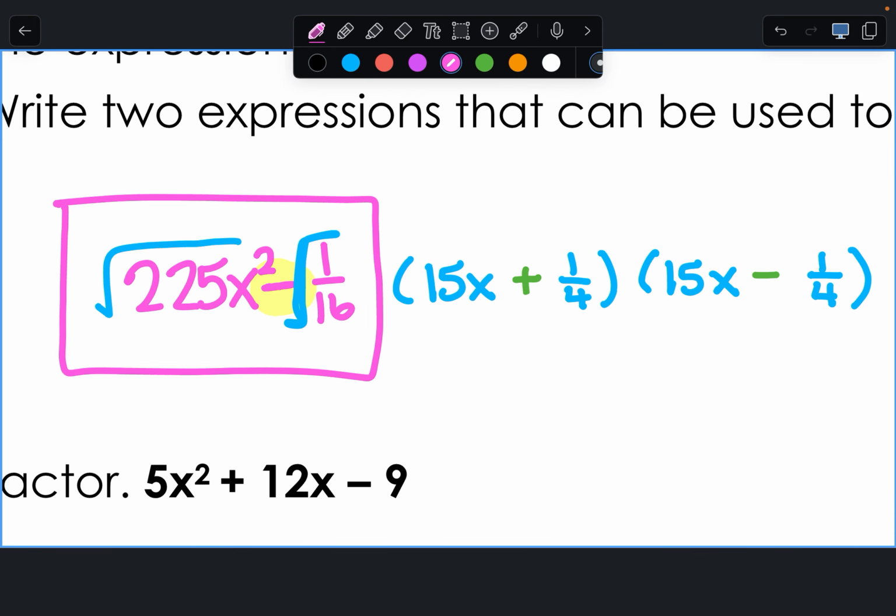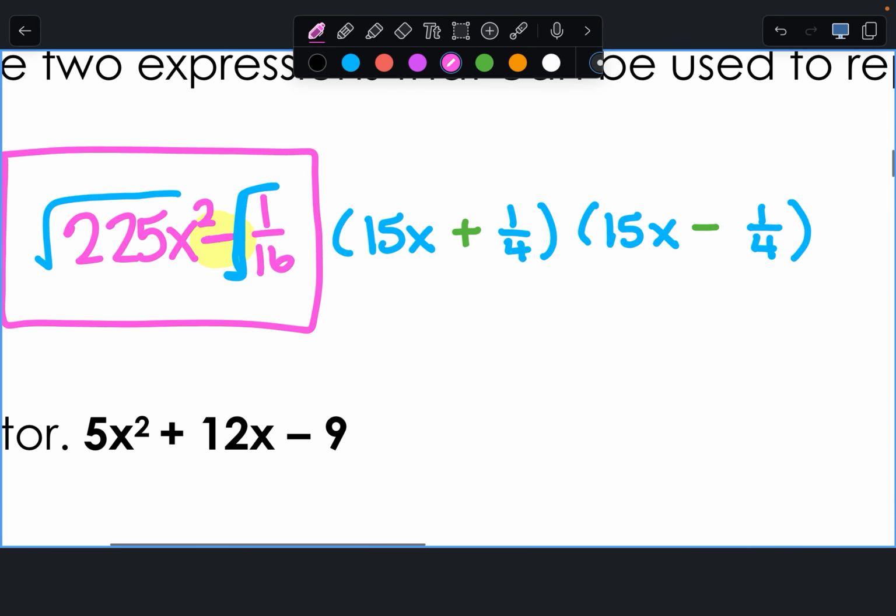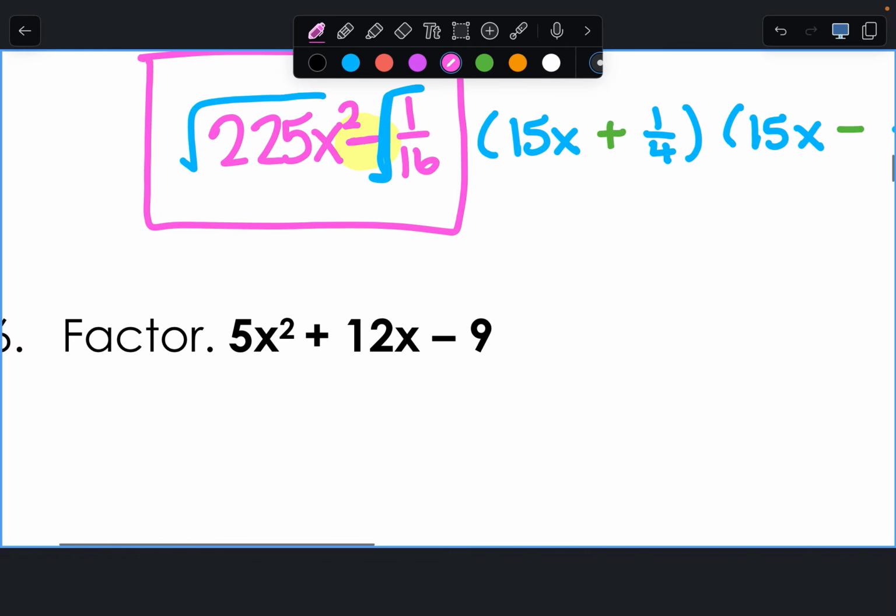Now, what method are we going to use with number 6? You're gonna factor. How do you know? Because it's the same variable, and the highest exponent is 2. What else? One more reason. It's a trinomial. All right.